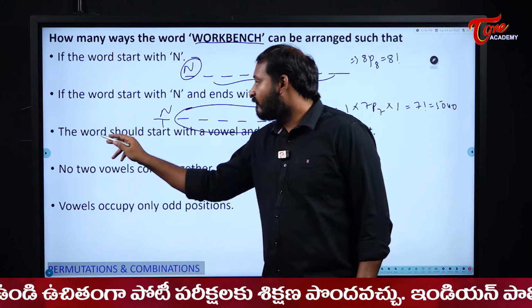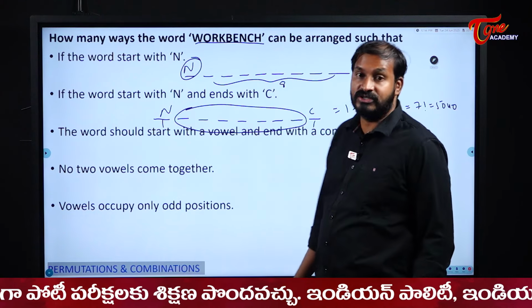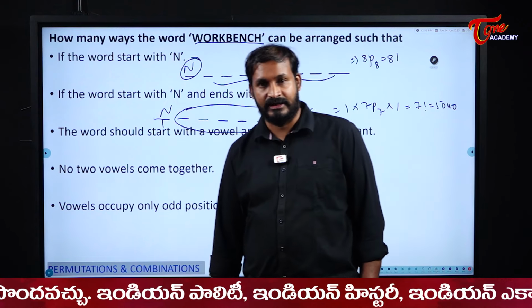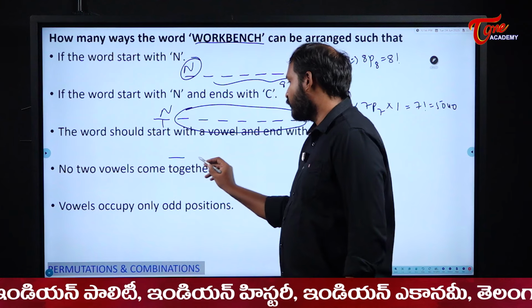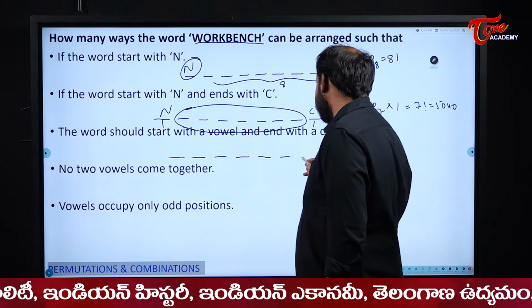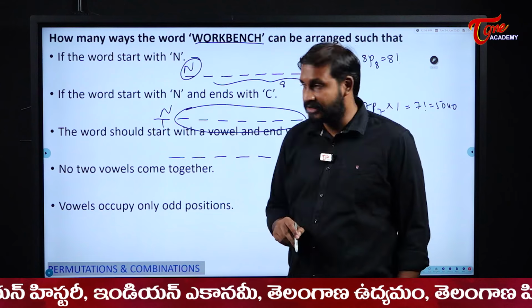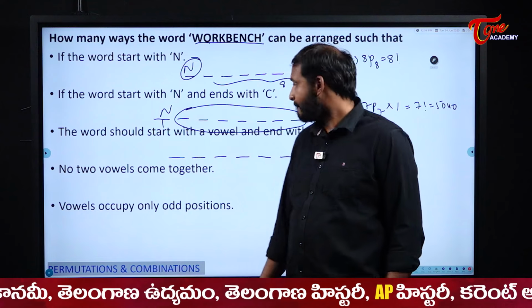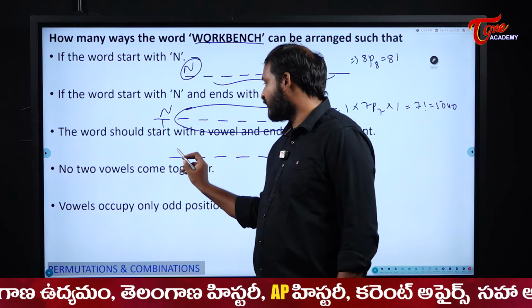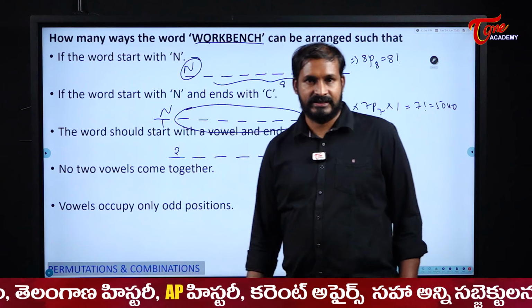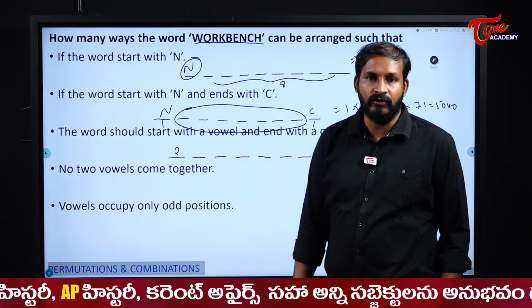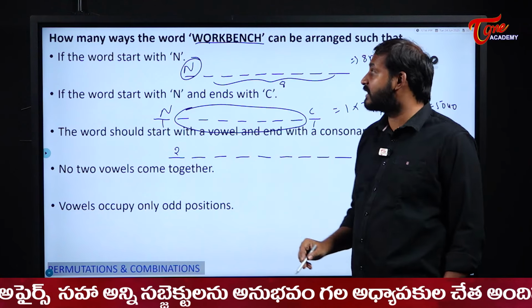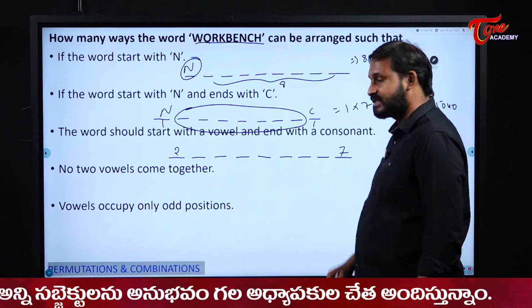Right? Next, the word should start with a vowel and end with a consonant. Now please see here 1, 2, 3, 4, 5, 6, 7, 8, 9. In 9 positions, how many vowels are there in this word, students? 1, 2. 2 vowels are there. So for my first position, how many chances? 2 chances. When it comes to my last position, total how many consonants are there? 7 consonants are there. For my last position, 7 chances are there.